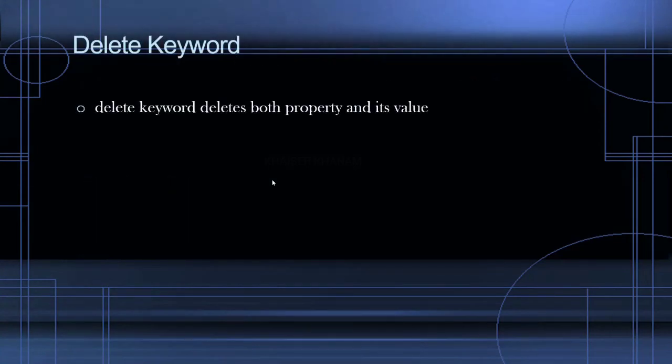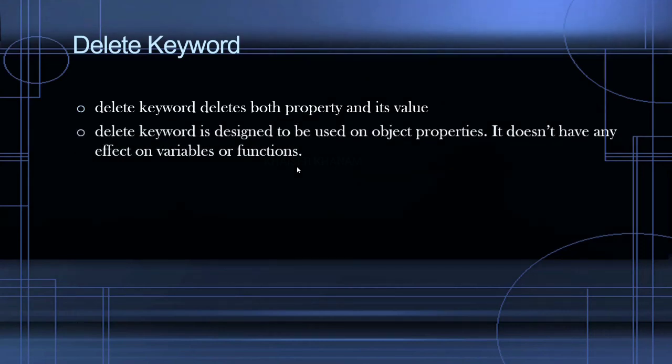But when it comes to deleting, you should be aware of these three points. When we delete a property, it not only deletes the property, it deletes the value as well. Whatever value is assigned to that property will also be deleted. Later, if you want to use that property, you have to add it to the object again. The delete keyword is designed for object properties. It is not going to affect our variables or functions.